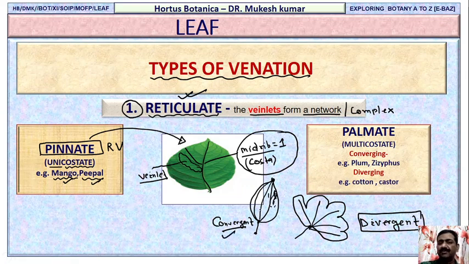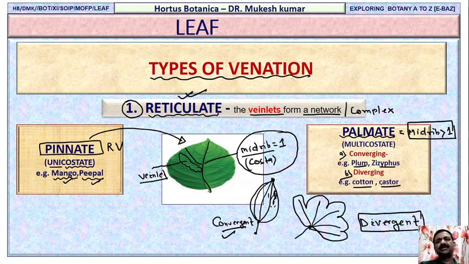See, so here how many midribs do we have? Yes, here in palmate the midrib number will be more than 1. So if the midrib is more than 1, then this is called palmate reticulate venation. Here the first type, what may it be? Converging type, as in the case of Ziziphus, and the second type may be divergent type, that is cotton or castor, isn't it? So here we have two types of palmate venation. One is the convergent type and another is of what? Divergent type. Is it clear?